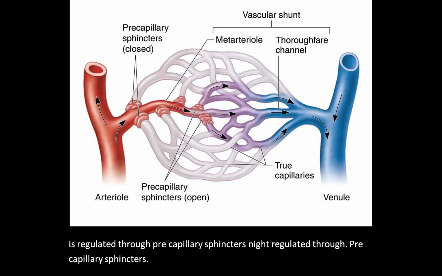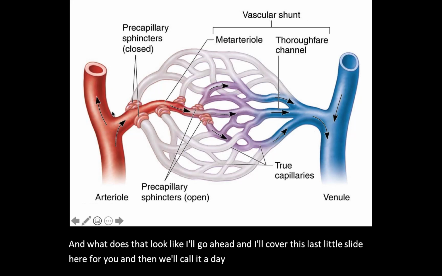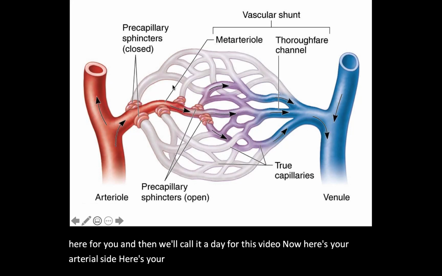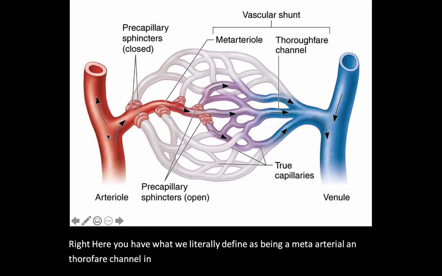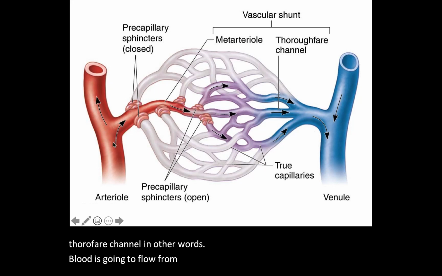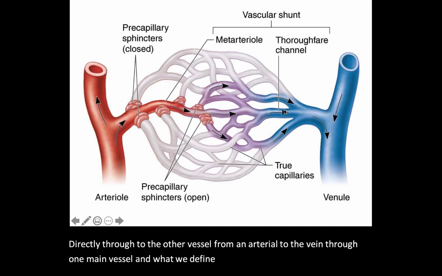And what does that look like? I'll go ahead and cover this last little slide here for you, and then we'll call it a day for this video. Well, here's your arterial side. Here's your venous side. Here's your capillary bed right here. You have what we literally define as being a metarteriole and a thoroughfare channel. In other words, blood is going to flow from one vessel directly through to the other, from an arteriole to the venule, through one main vessel. And that is what we define as being that metarteriole or that thoroughfare channel.